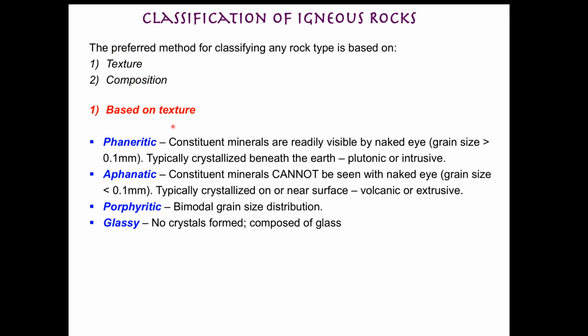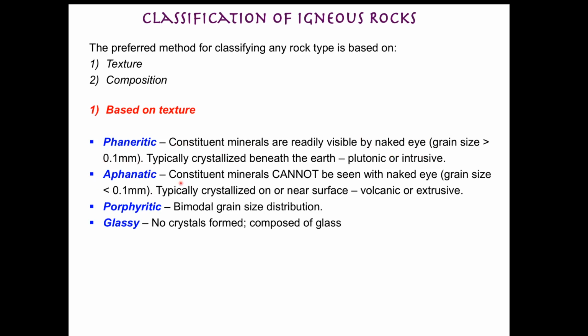So based on the texture, let's see how we do. There are 4 divisions based on the texture. The first one is phaneritic, where the constituent minerals are readily visible to the naked eye, which means the grain sizes of the minerals are more than 0.1 millimeter. These typically crystallized beneath the earth, and are plutonic or intrusive. We'll come to the relationship between depth of crystallization and grain size later. But the most important point for classification is that if we can see the grains with the naked eye, with grain size greater than 0.1 millimeter, then it is phaneritic.